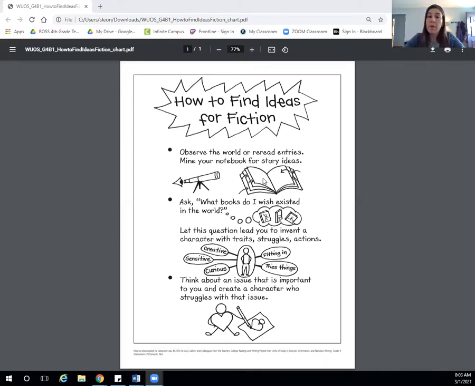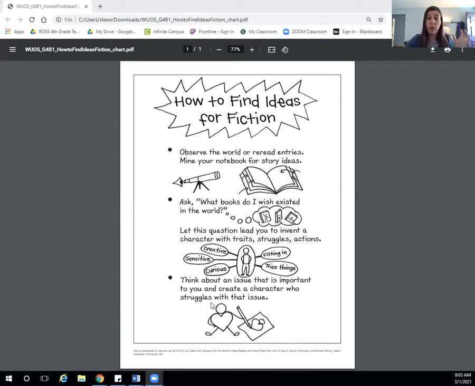Well, we've read some pieces of text about the American Revolution, but we haven't read too many narrative fictions or historical fictions regarding that. So it says, let this question lead you to invent characters with traits, struggles, actions. Or you can think about an issue that is important to you and create a character who struggles with that issue. So we can be thinking about these things.